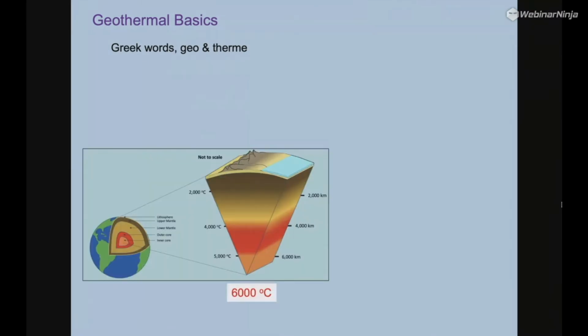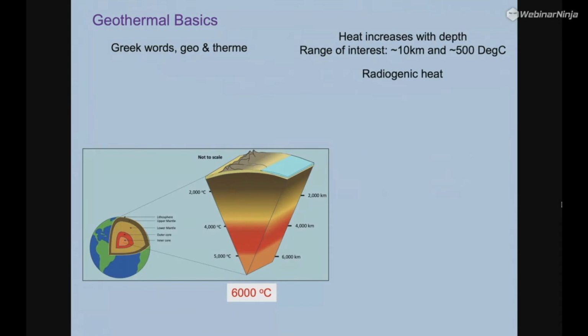So, geothermal basics. Greek words geo and therme, earth, heat. The earth is very hot in its core, in fact 6,000 degrees Celsius, which is hotter than the surface of the sun. And basically, temperature increases with depth from the surface as you go down. But the range that we're interested in is the first 10 kilometers of depth and up to temperatures of around 500 degrees centigrade. The hottest temperature recorded in any geothermal well is actually 450 degrees C.